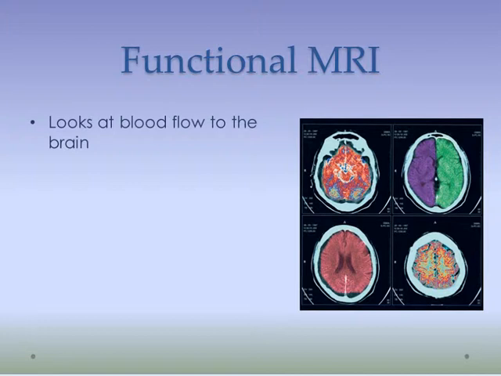In other words, oxygen-rich blood and oxygen-poor blood have a different magnetic resonance. Scientists know that more active areas of the brain receive more oxygenated blood. The functional MRI picks up this increased blood flow to pinpoint greater activity. The measurement of blood flow, blood volume, and oxygen is called the blood oxygen level dependent signal, or BOLD.